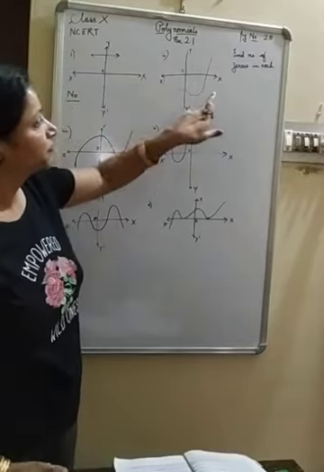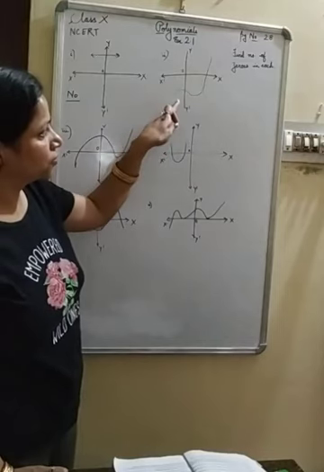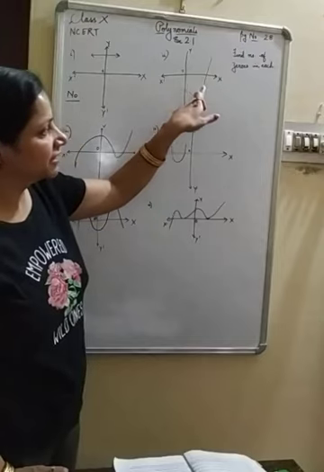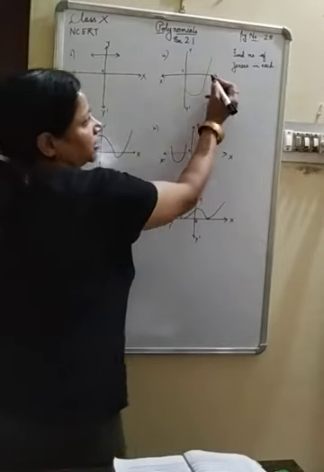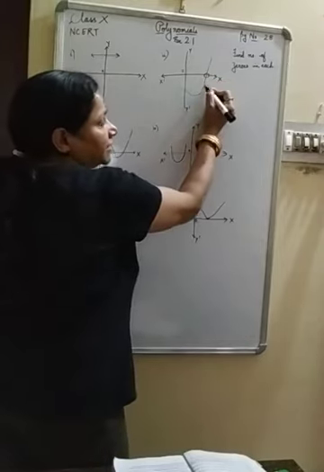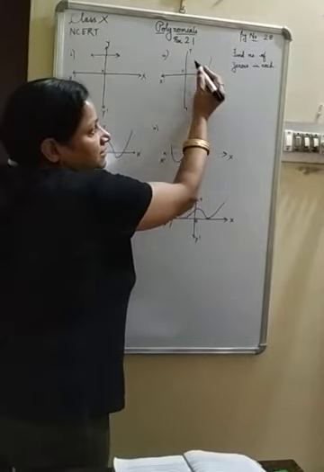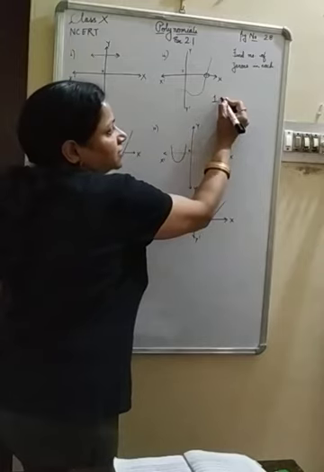That means, see, this is the x-axis, this is your y-axis. Just see this graph. Is it touching the x-axis anywhere? Yes, it is touching at this point. And it is touching the x-axis only at one point. So this graph has one zero.